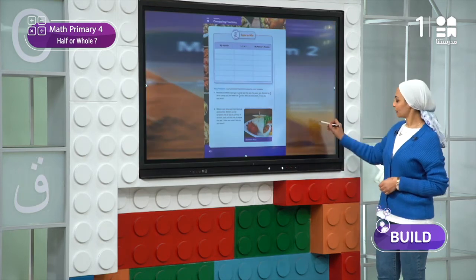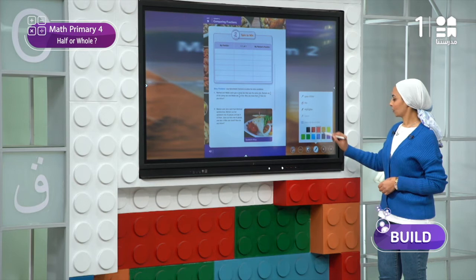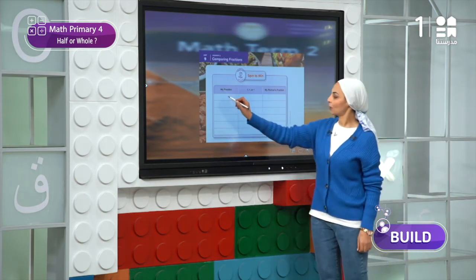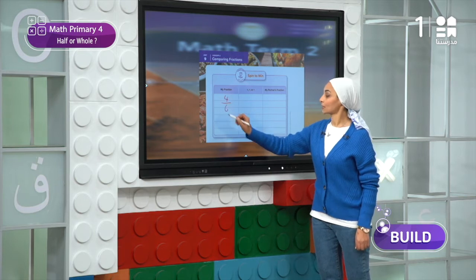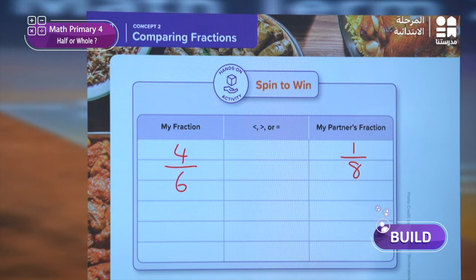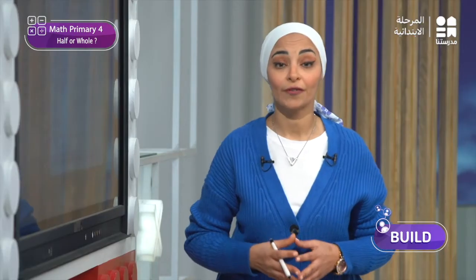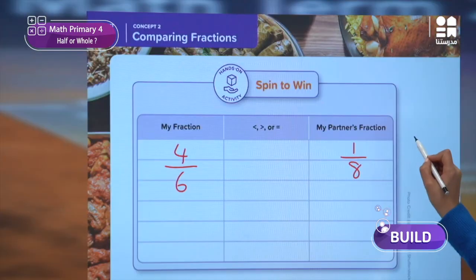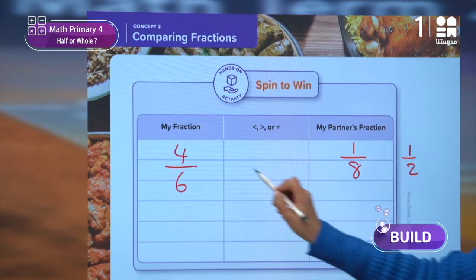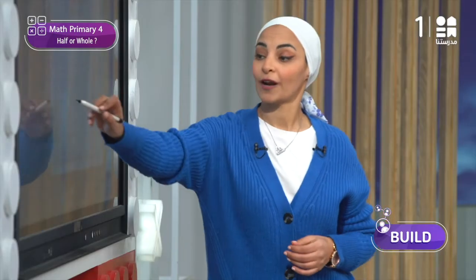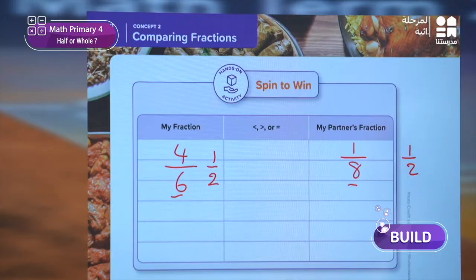Okay, and here the first fraction, can you remember what the first fraction is? Yes, I will write it here, 4 over 6. The second one is 1 over 8. طيب دلوقتي أنا عايزة أعمل comparing between these two fractions using the benchmark fraction اللي هي half. So I will write half here and I will write half here. Okay? So which one is equal or which fraction is bigger than the other?